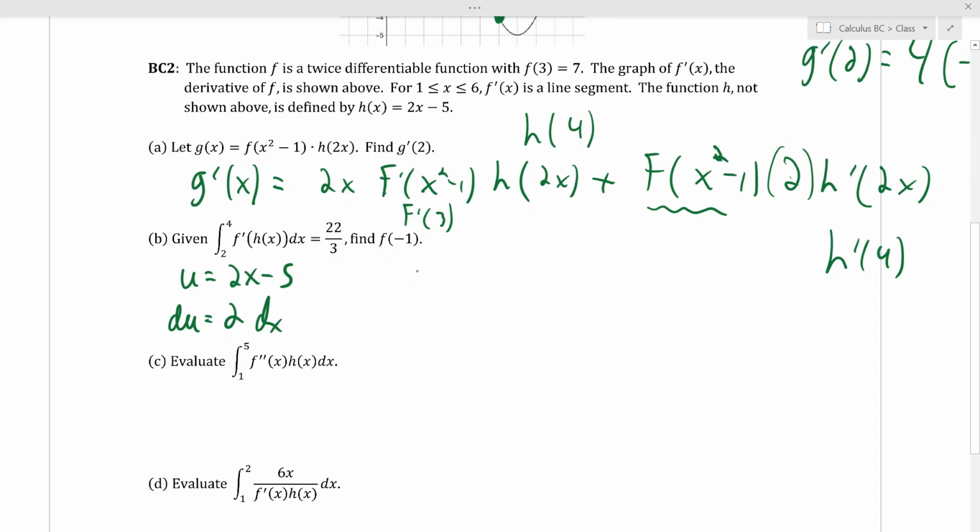So to integrate this, we need a 2 dx, which means you got to put 2 in there and a 1/2 out front. So this is going to become 1/2 f prime of u du. And the original integral is going from 2 to 4, but if x is 2, u is negative 1, and if x is 4, u is 3.